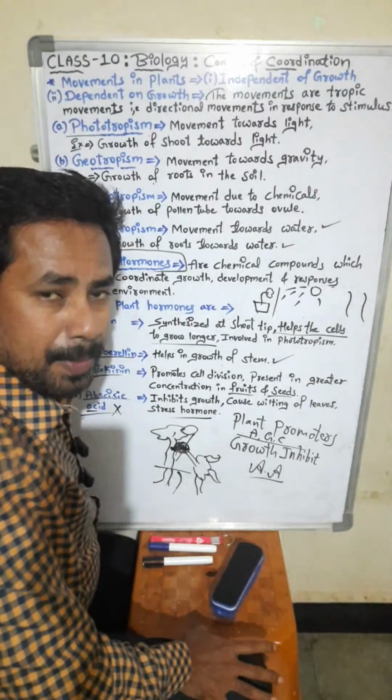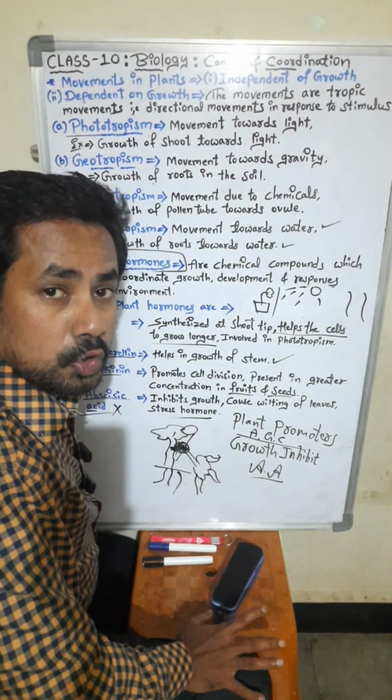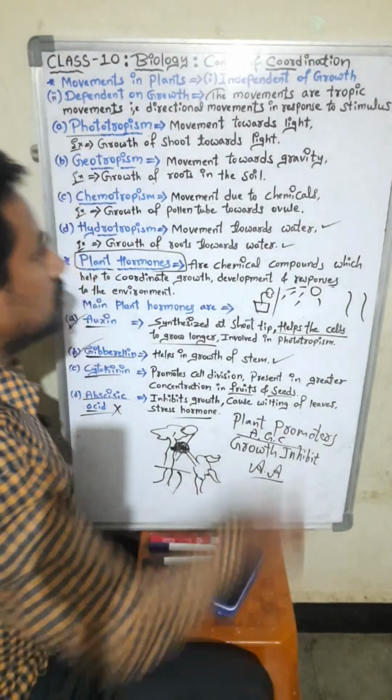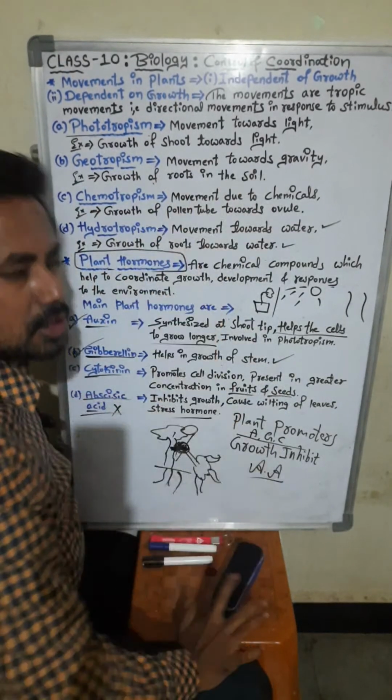Geotropism, plants grow towards the gravity. So example, growth of roots in the soil.